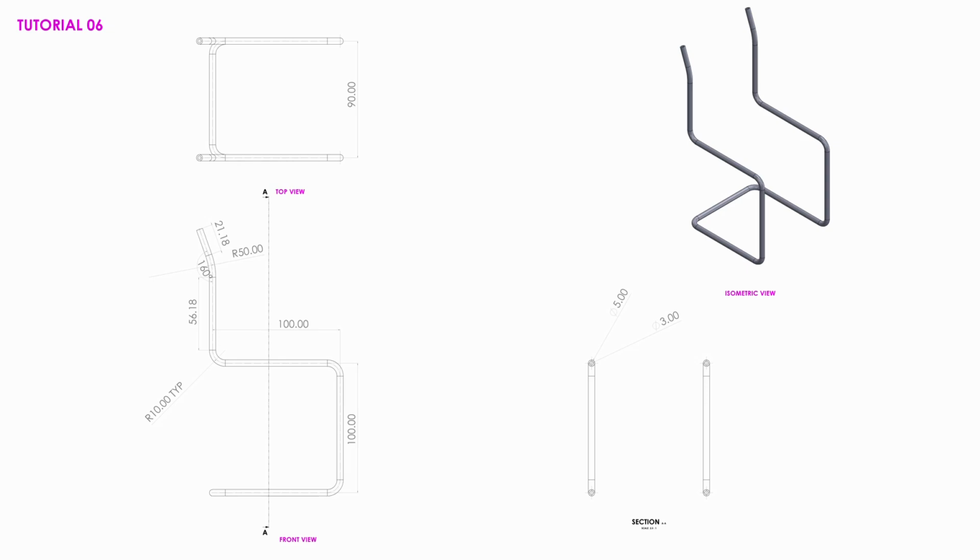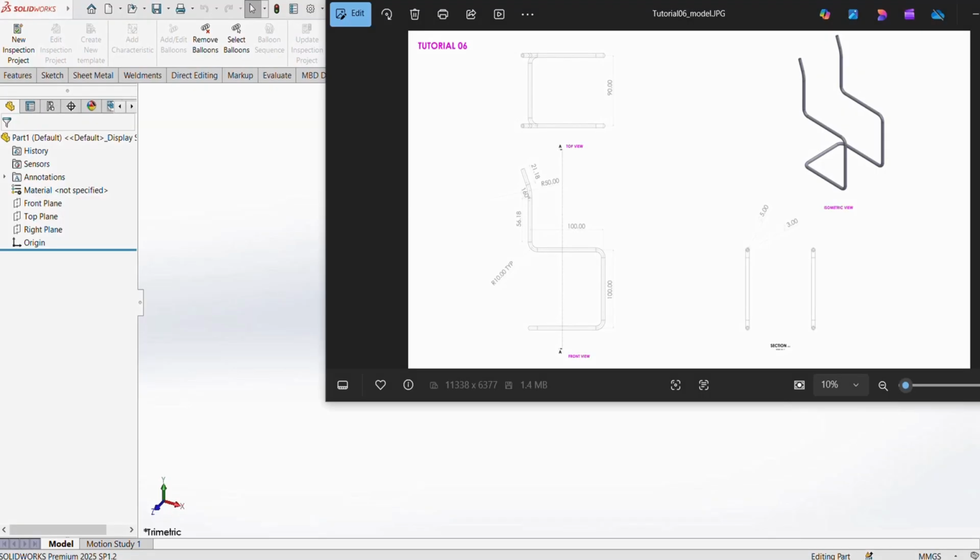Let's create the 3D model. This is tutorial number 6, in which we create the 3D model of this chair frame. First of all, think about which features of SolidWorks should be applicable to create this 3D model of the chair frame.